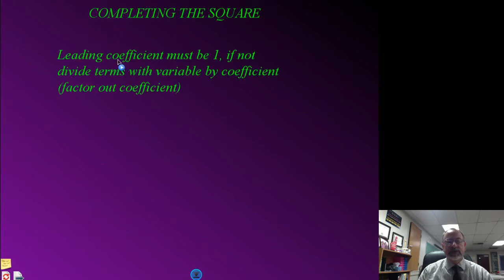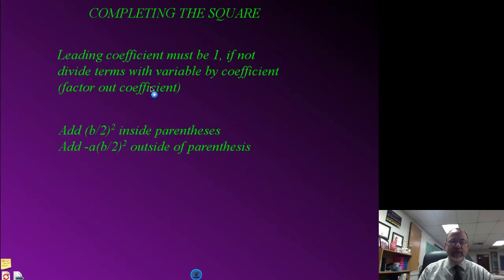In order to complete the square, the leading coefficient, that a term, has to be a 1. If it's not a 1, then we're going to need to divide the x terms by that coefficient in order to make that 1. The constant, if you remember from completing the square earlier this year, we kicked over to the other side of the equal sign. Well, in this exercise, we're not going to have an equal sign, so we're not going to kick it to the other side. We're just going to kick it outside the parentheses. So we're only going to divide the numbers in the parentheses by that coefficient.